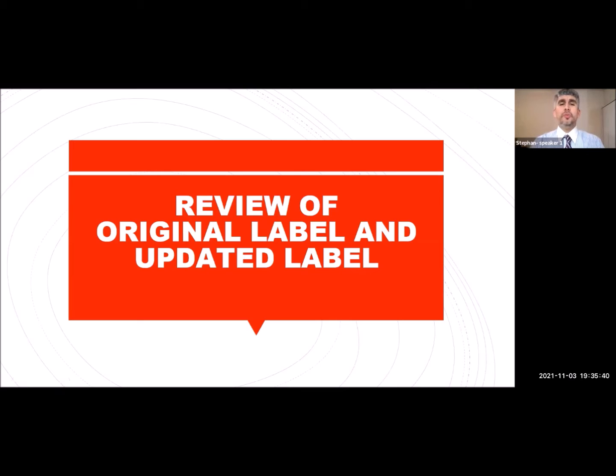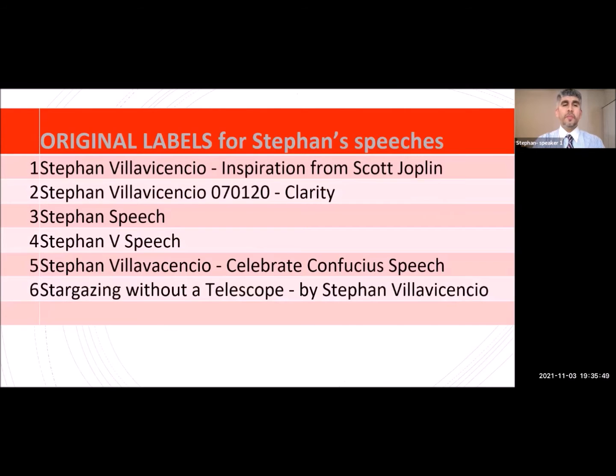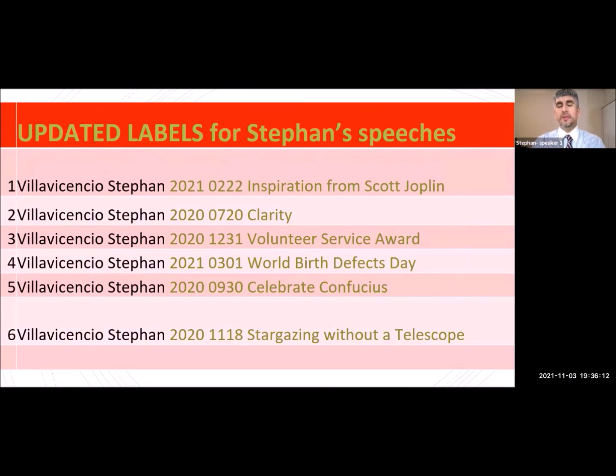Let's review what the original label looked like for 6 of my speeches, and then I'll show you what the new updated label looks like. Here are some original labels. It has my name. Some of them have my last name, but all of them have my first name. Some have my speech titles, but not all of them. And then some have dates, but not all of them. So when this happened, I realized I need to standardize this. And so this is what the updated label looks like. It has the last name first, then the first name, followed by the date, and then the title.